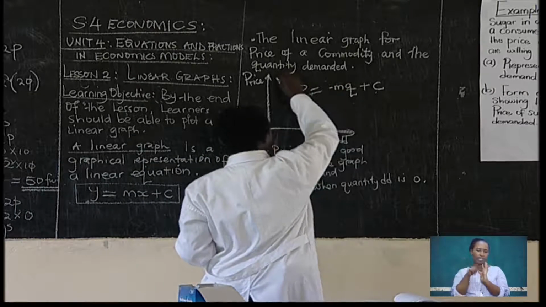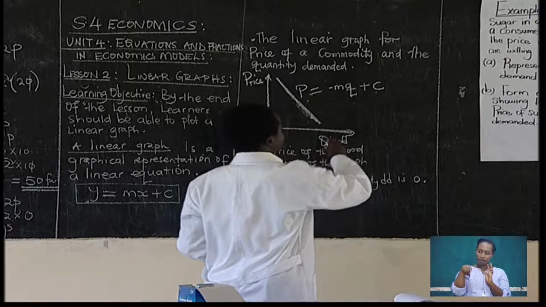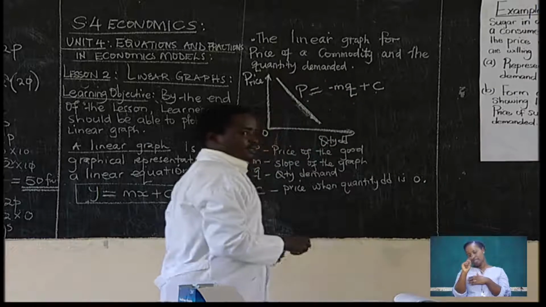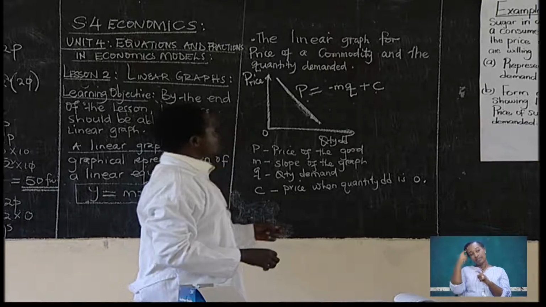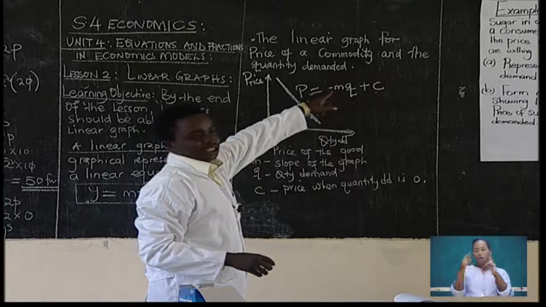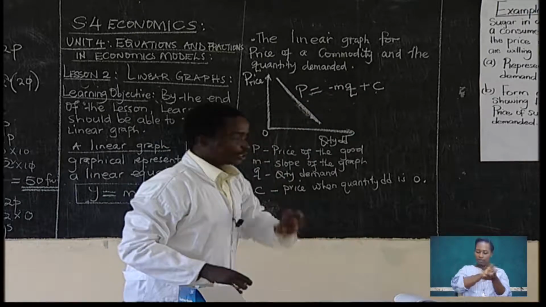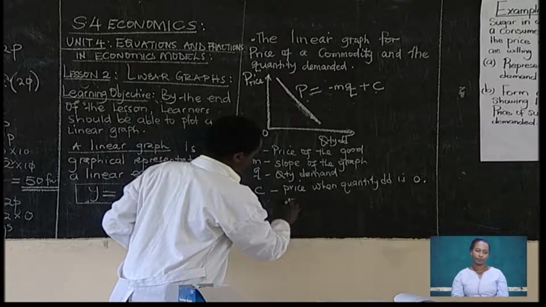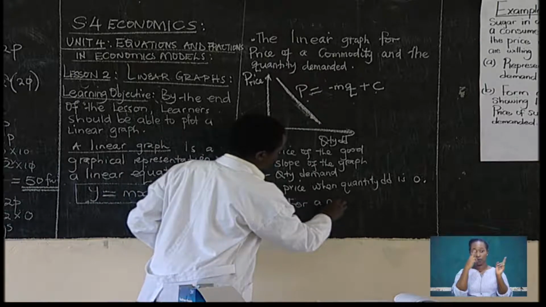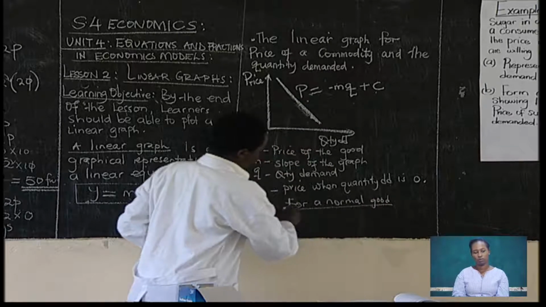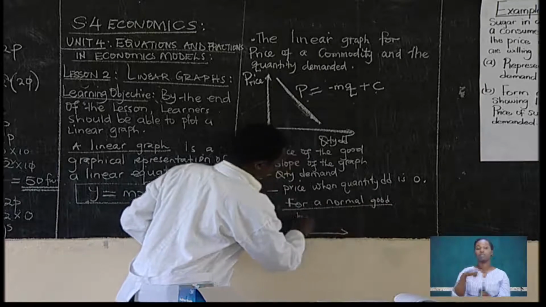This slope is a negative slope. So the gradient is negative. But for a normal good, we don't have this negative. For a normal good, we remove this negative because it has a positive slope. For a normal good, the slope is positive.